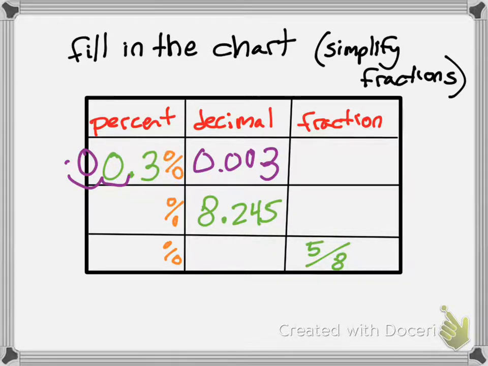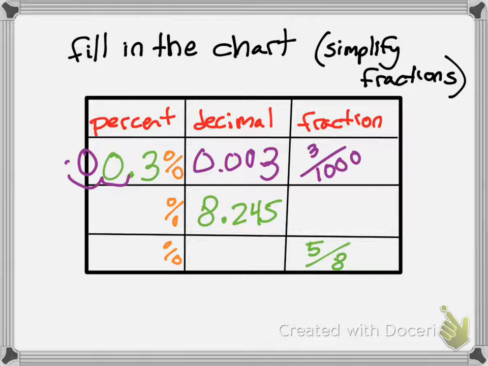And then lastly, Anna Jolene, what is that as a fraction? Over 1,000. Excellent. And 3's prime, so we can't do anything like that. It's already simplified. Who would like to answer the second one for me? Jack, go ahead. What is this as a percent?